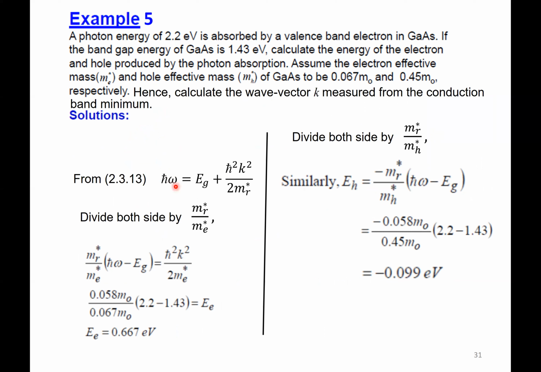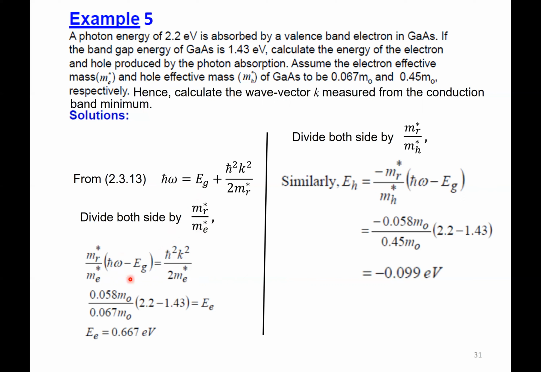Using the conservation of energy, ħω equals the band gap plus ħ²K² over 2 m_r*. You divide both sides by m_r* over m_e*. So you bring the Eg over, it will be ħω minus Eg, and then you divide both sides by m_r* over m_e*, or we say that we multiply by a factor of m_r* over m_e*. Then you'll get ħ²K² over 2 m_e* on the right hand side. And this is actually the electron energy.